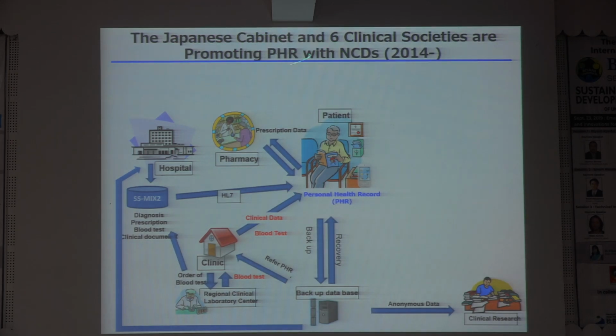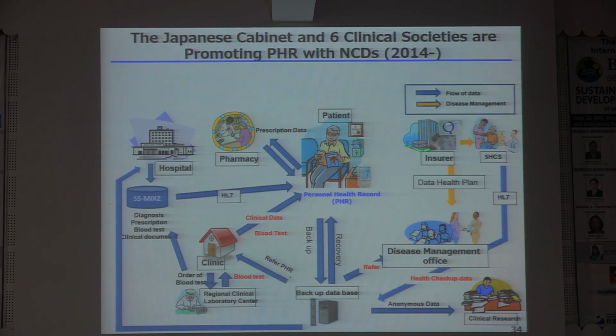The Japanese government started this PHR testing field 5 years ago. This is PHR for patients. This patient can collect a lot of data from pharmacy, hospital, and clinic, and they can make a backup database. If they lose a smartphone, they can recover the data from this database. But the business model is really difficult to establish because patients cannot pay and hospitals and clinics don't want to pay.